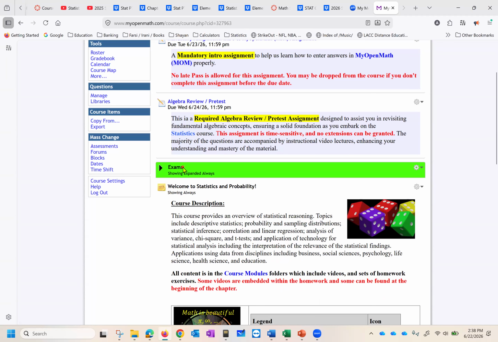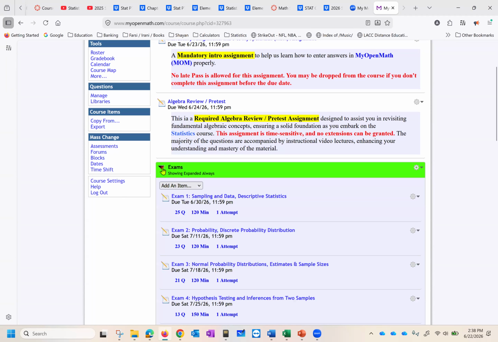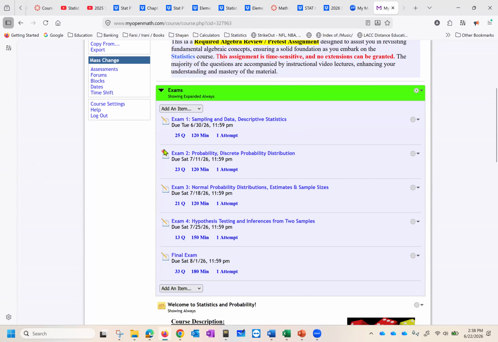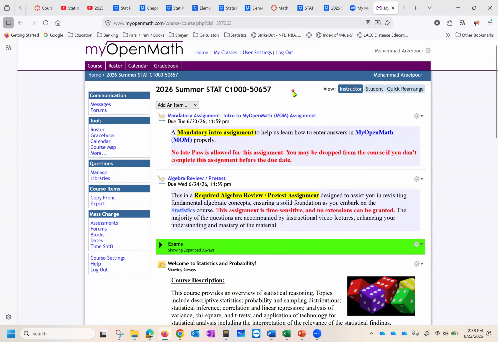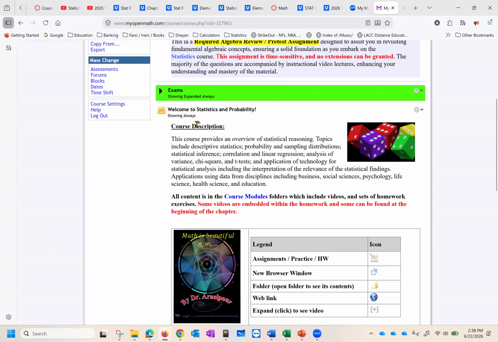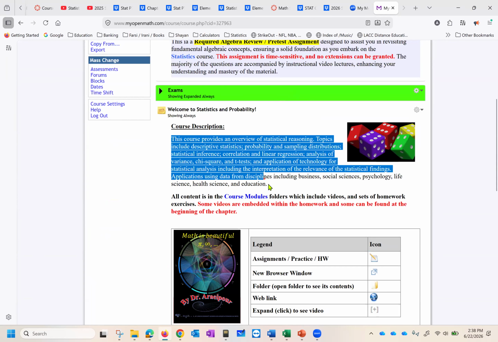For now, you don't have to worry about the exams, but when the time comes, you can find the exams here. I'm going to expand it, see exam one, and so on and so forth. So you don't have to worry about it now, but this is where you find the exams. Everything is done in MyOpenMath. Then we have the description, as it was mentioned before.